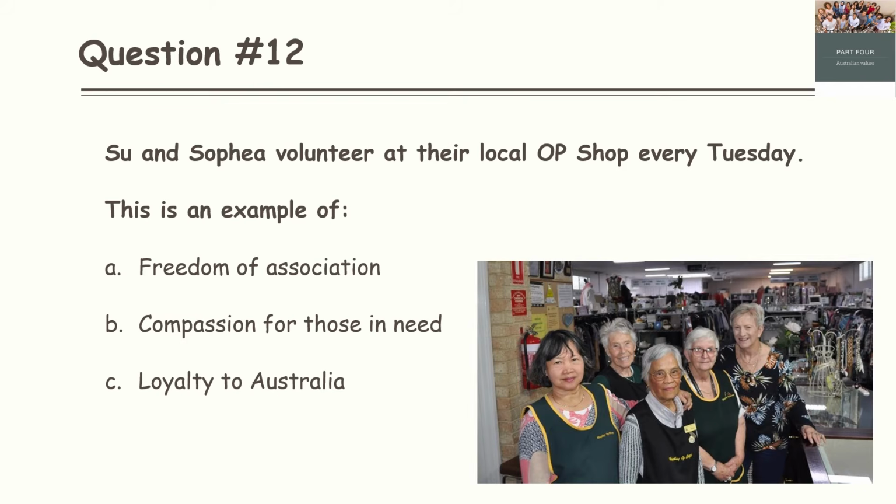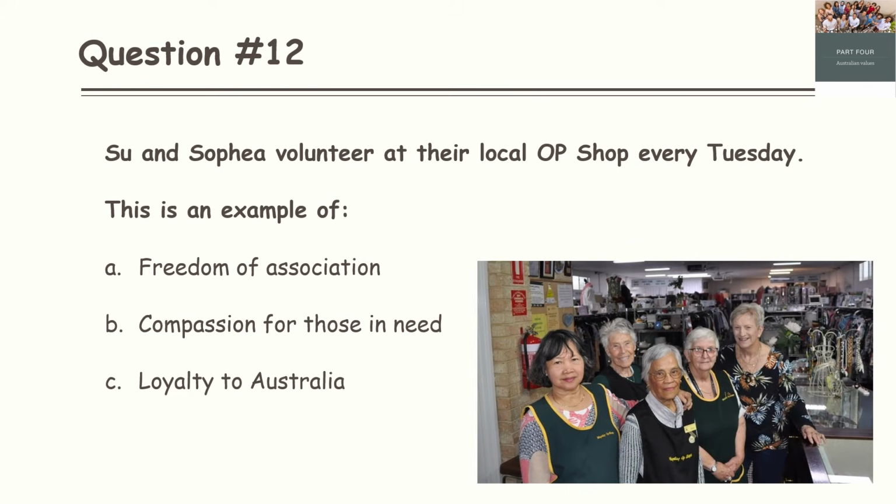Question 12. Sue and Sophia volunteer at their local op shop every Tuesday. Op shops, or opportunity shops, in Australia are charitable retail stores that sell donated pre-loved clothing, furniture, and household items to raise funds for social programs, community support, and medical research. They act as a social enterprise, funding services like food banks, emergency housing, and hospice care, while reducing landfill by promoting reusing items.